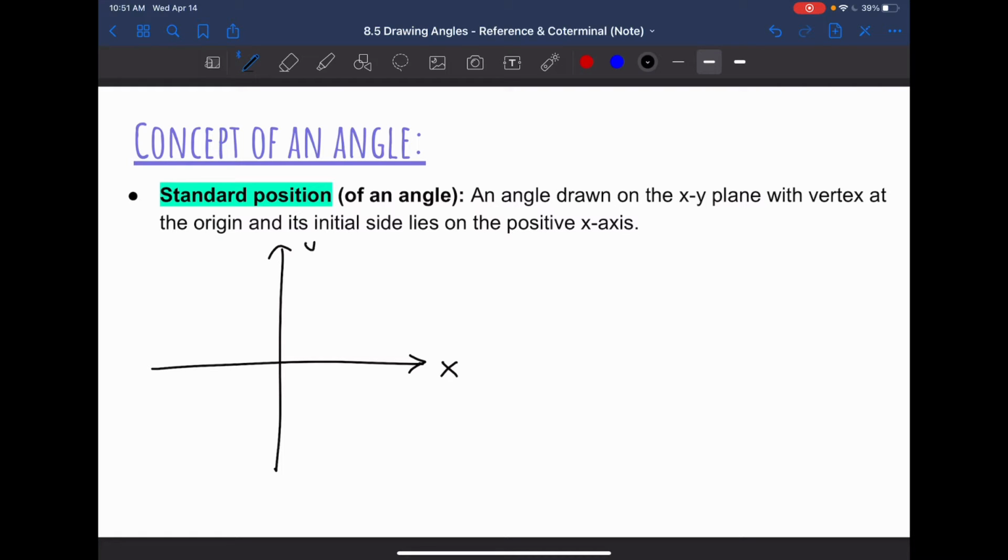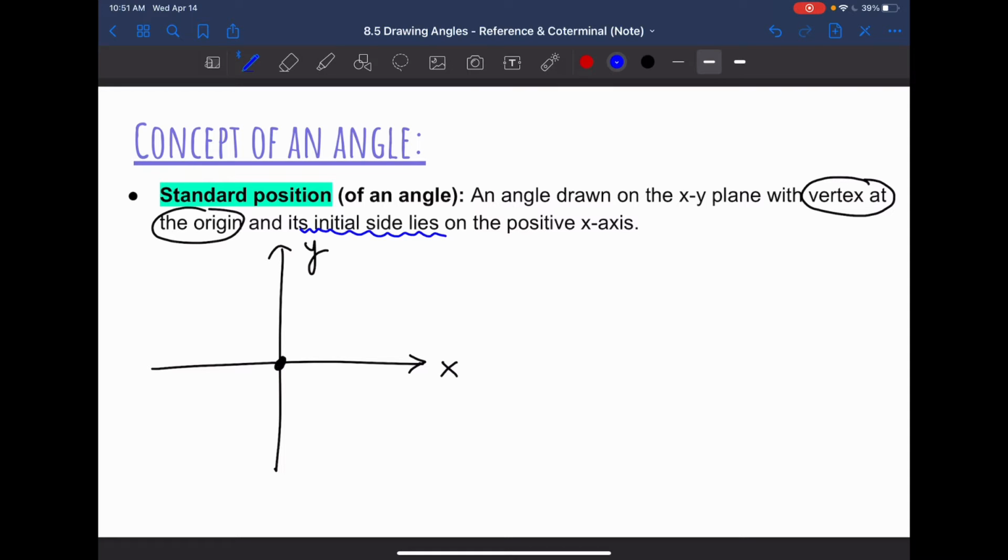We have X and Y plane in Algebra 2. And it says vertex at the origin, so which means origin is in the middle. We start at there. It has to be our vertex or end point. Initial side is where angle starts.